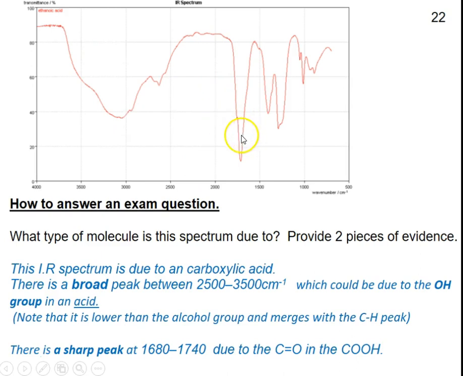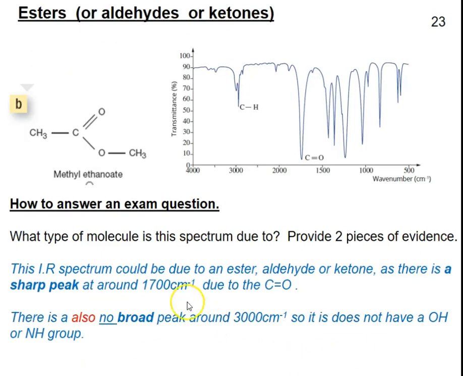Okay, so that's exactly the same as what I showed you before. If you have to answer this question and provide two pieces of evidence, you would say that there's a broad peak between 2500 and 3500. So look up these numbers for the hydroxyl peak for a carboxylic acid. Make sure you get the right numbers. So it's due to a hydroxyl group in an acid. Note that it's lower and merges with the CH peak, though you don't have to write that. And there's a sharp peak, also called a narrow peak, around 1700, but you look it up and find the particular numbers. I should have centimeters to the -1 here. It's due to a carbonyl group in a carboxylic acid. This carbonyl group you would also find in esters, aldehydes, or ketones.